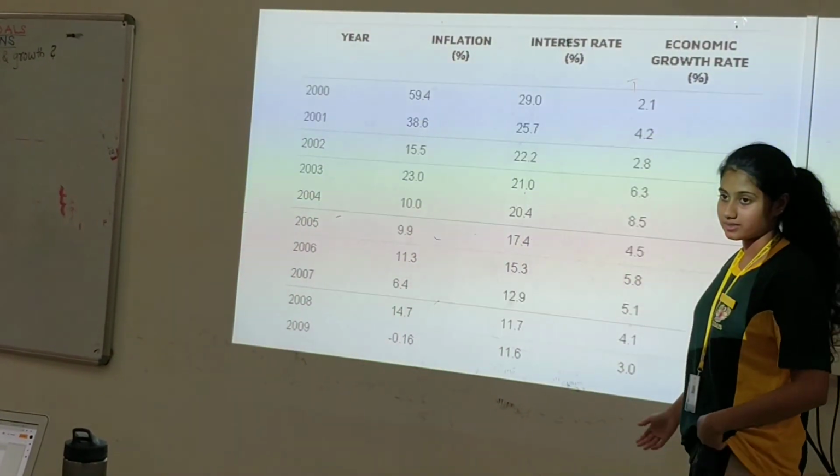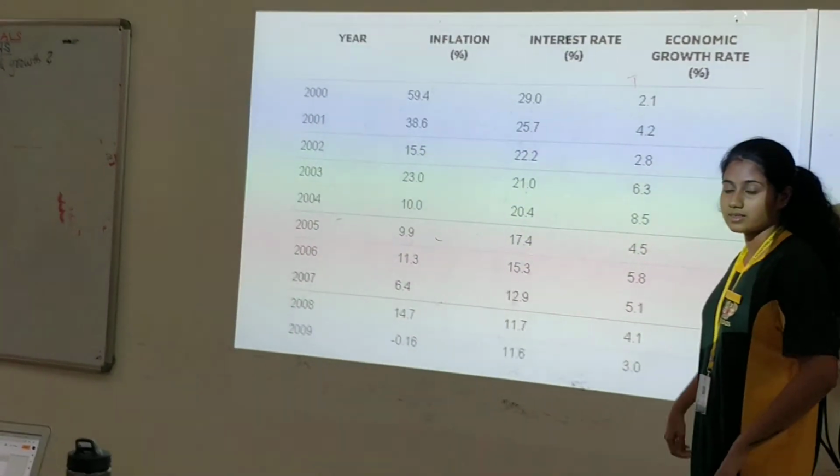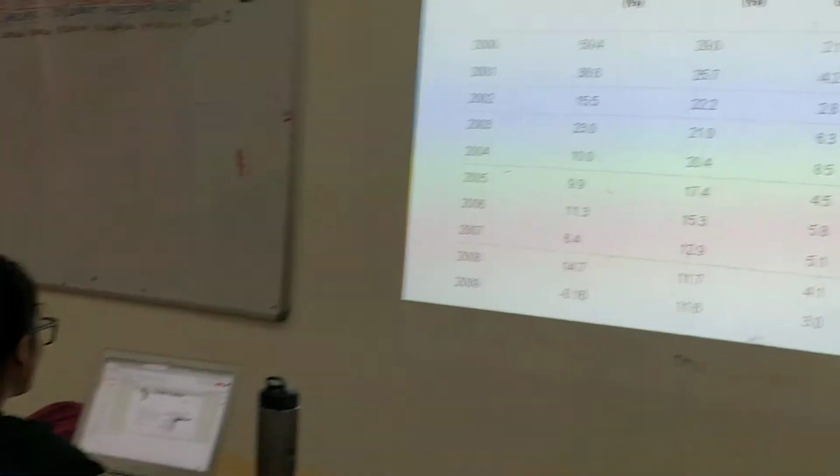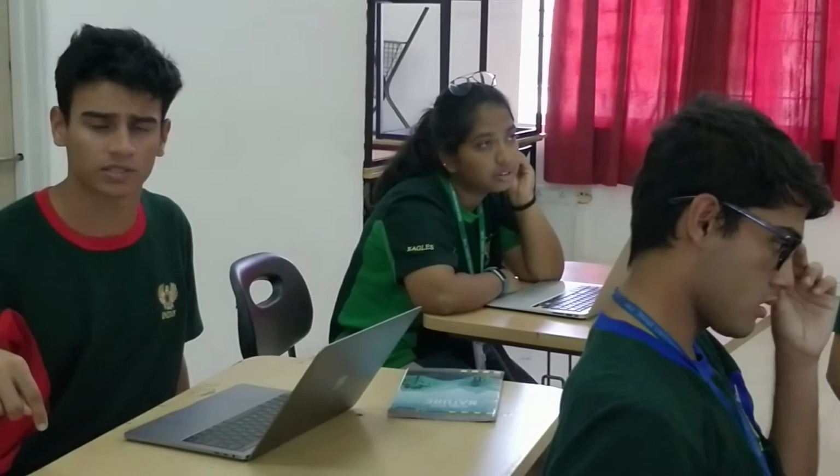What could be the possible reason for that? Anybody here? Increasing economic growth when interest rate is reduced. Because as interest rate reduces, the cost of borrowing reduces and the reward for saving also reduces. So people have more incentive to borrow and spend the money and save less.